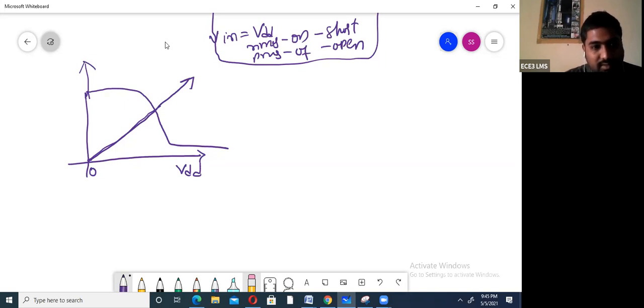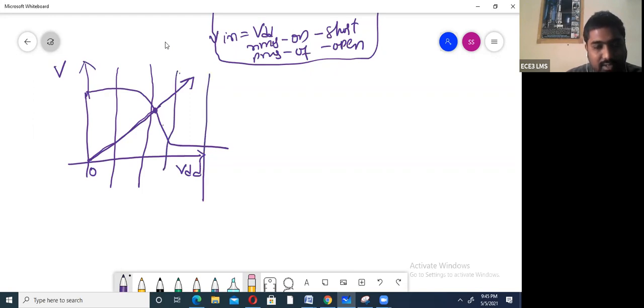This is also the output voltage. Up to here one region will be there, up to here another region, exactly here another region, from here to here another region, and from here to here another region. So this is region 1, region 2, region 3, region 4, region 5. For any inverter operation, the transistors will go into 5 regions of operation.